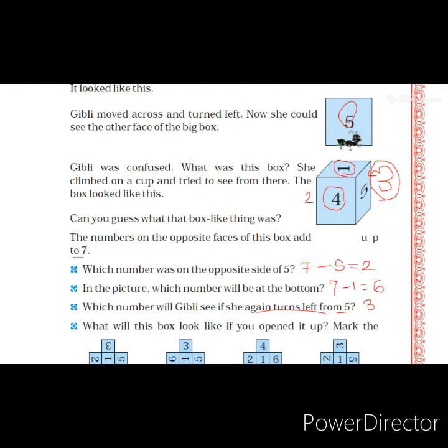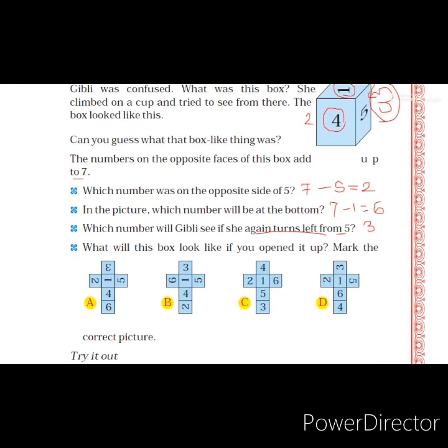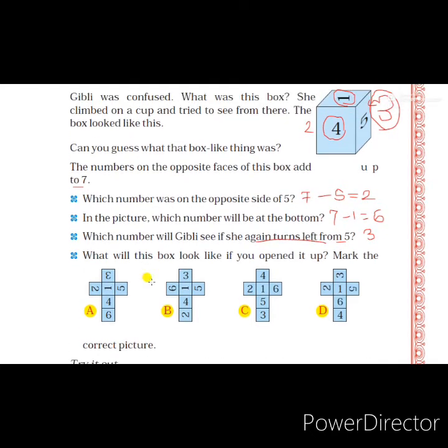What will this box look like if you opened it? Mark the correct picture. Here 4 pictures are given. We have to select one correct answer from these pictures. That means if you open this box, what will it look like? Which strip is the correct answer for this box? Students, we know that if we count the opposite sides, we have to get 7. So first you count: this number is 5 plus 2, 7. Okay, we are getting 7, so these are opposite sides.